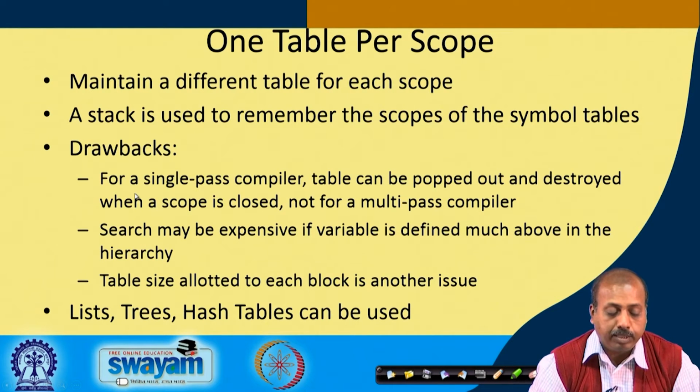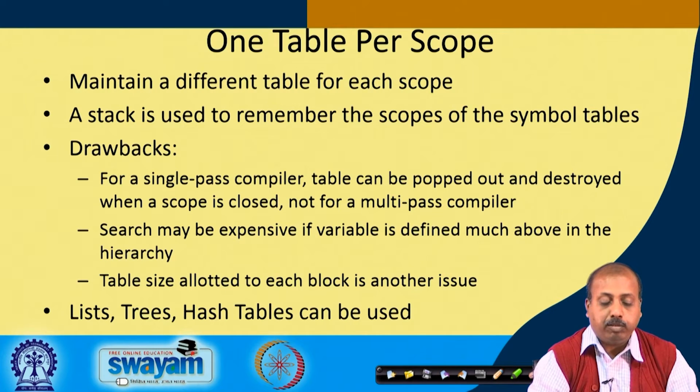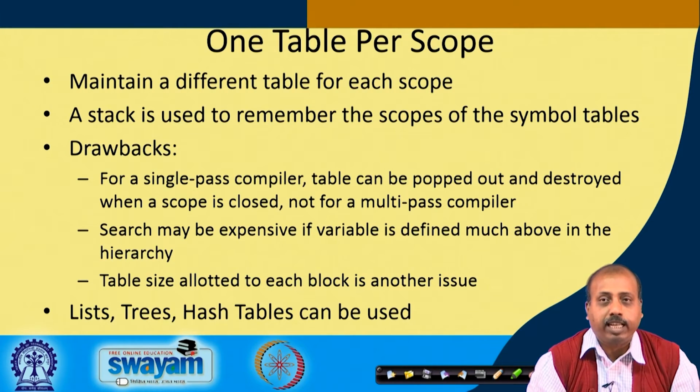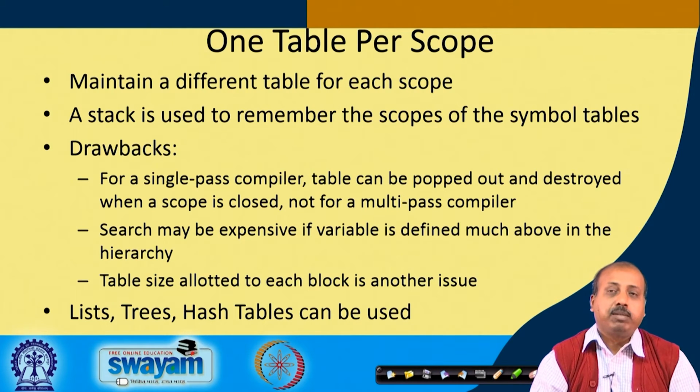So, there are some drawbacks of this, particularly for a single pass compiler. The table can be popped out and destroyed when a scope is closed, but not for a multi-pass compiler. A single pass compiler creates the symbol table and does code generation at the same phase. So, in a single pass it does both. But there are some compilers which do it in two phases. In the first phase, it makes the symbol tables and calculates all offsets for all the symbols, so that the code generation part becomes simple.